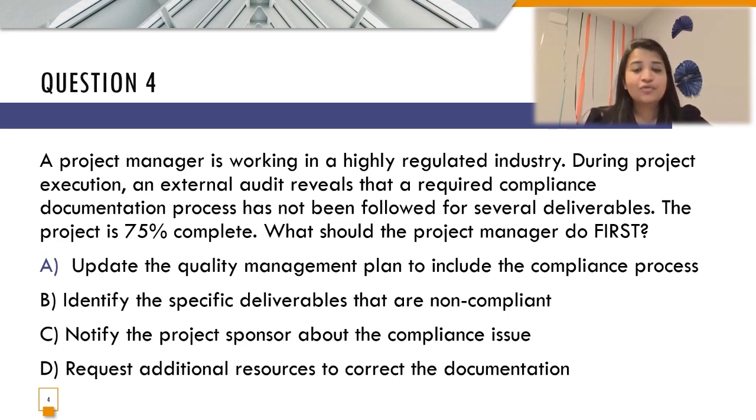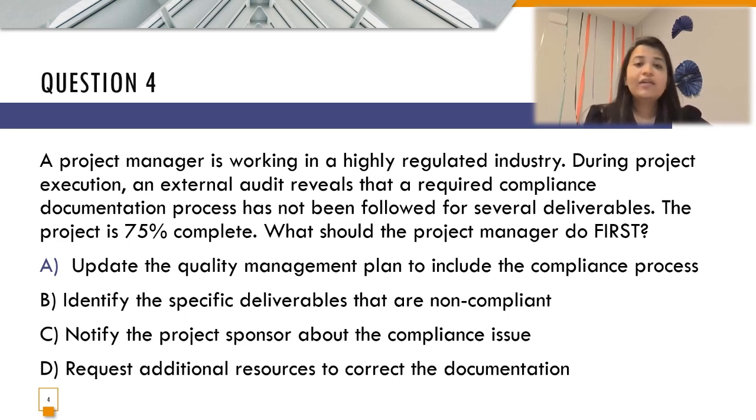Notifying the issue to the project sponsor is not going to give us or take any corrective action, because the project manager is supposed to report it with a certain set of metrics, and here the project manager is not aware before he goes ahead and analyzes which of these are non-compliant. So option C is not the right choice, and option D is to request additional resources to correct the documentation. It is going to come in the later stages, wherein the project manager first needs to identify the places that need to be corrected.